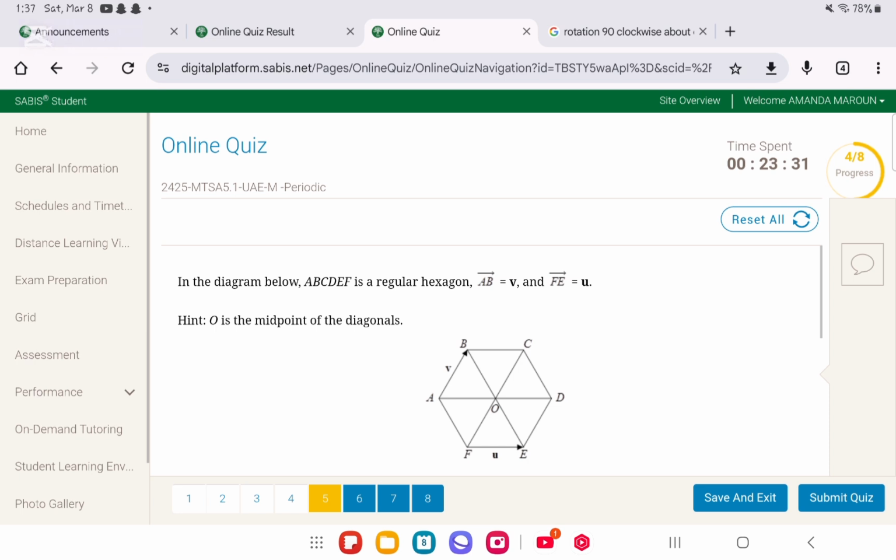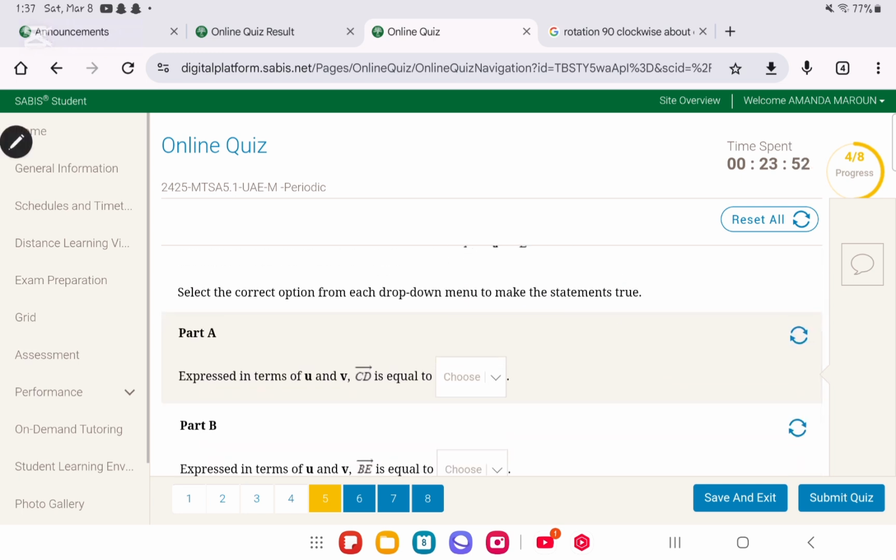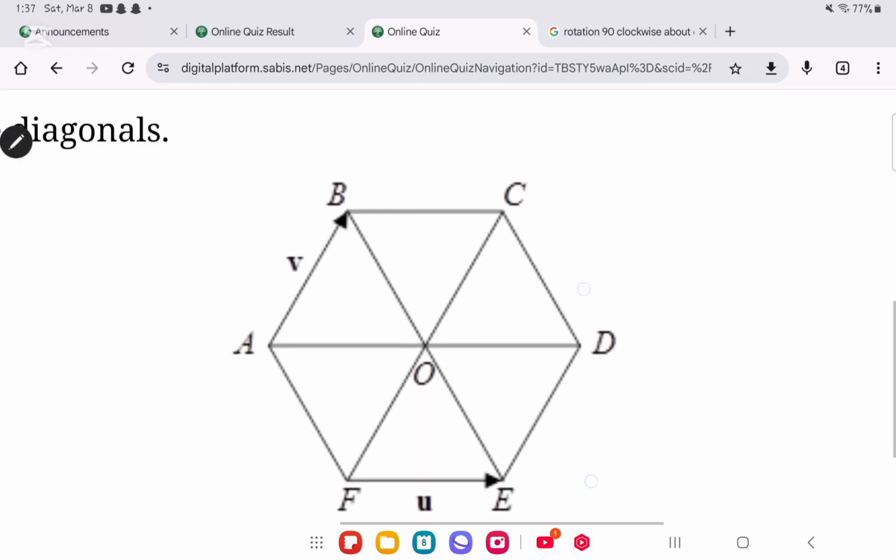In the diagram below, A, B, C, D, E, F is a regular hexagon. Remember from geometry, a regular hexagon can be divided into 6 equilateral triangles, okay? They told us that AB is equal to V and FE is equal to U, and that a hint, O is the midpoint of the diagonals. They need us to find, expressed in terms of U and V, the value of CD. We need to find its value.